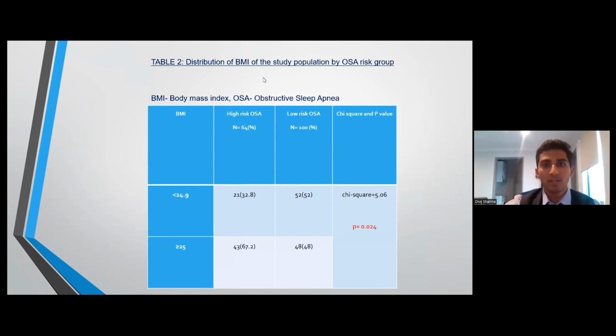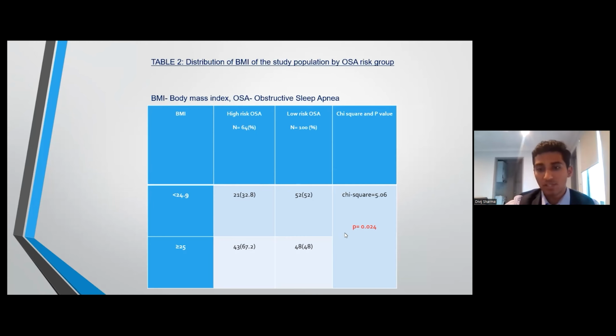this was Table 2, basically distributing the patients based on BMI by obstructive sleep apnea risk. About 164 patients were taken. 64 were classified as high risk obstructive sleep apnea as per the Berlin questionnaire, and 100 were classified as low risk. And with this we found out whether BMI was a significant association predisposing to high risk OSA in patients with type 2 diabetes mellitus.